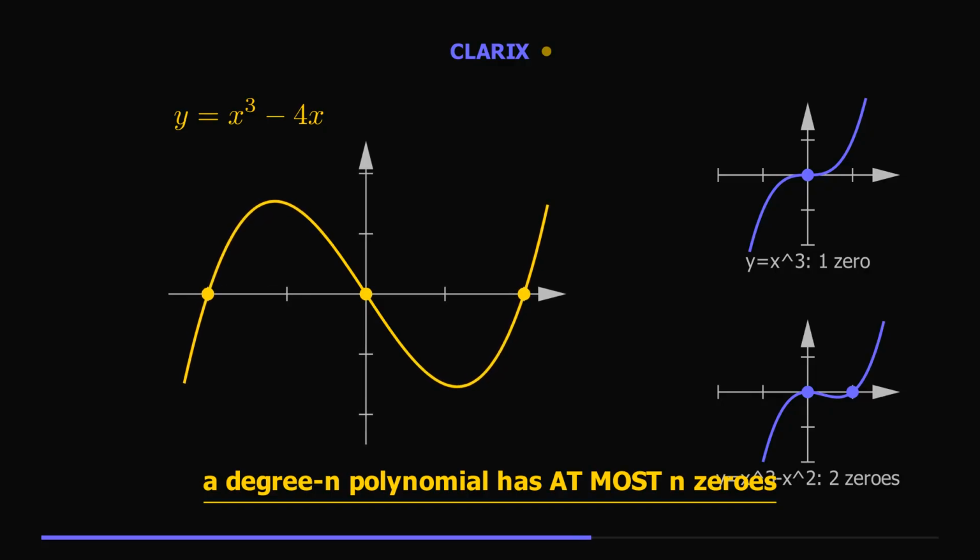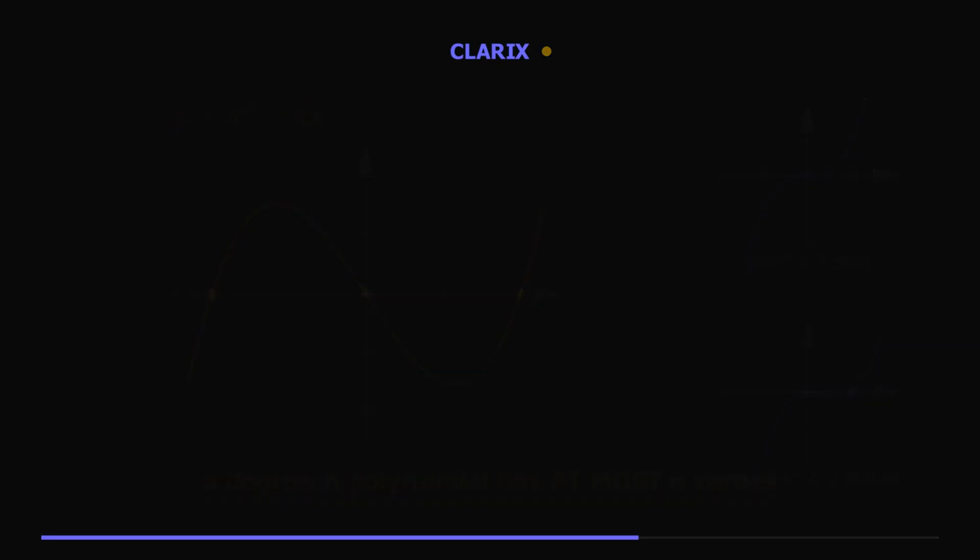And that reveals the big general rule. A polynomial of degree n has at most n zeros, because its graph can cross the x-axis at most n times. Degree 1, at most 1. Degree 2, at most 2. Degree 3, at most 3. Simple and powerful.